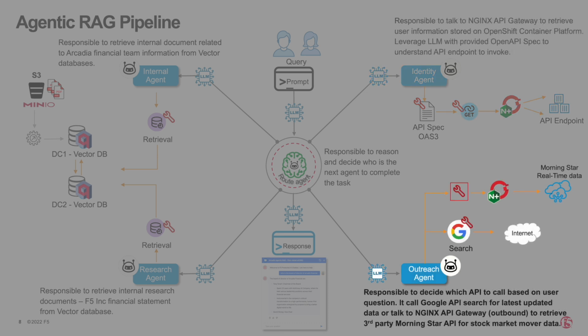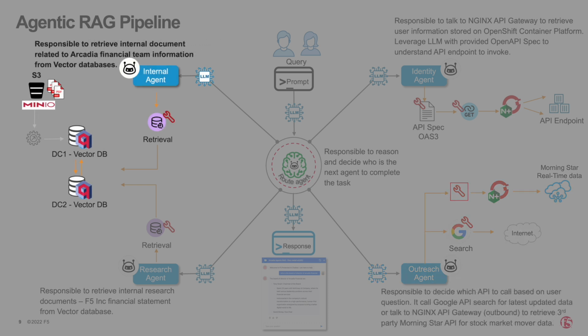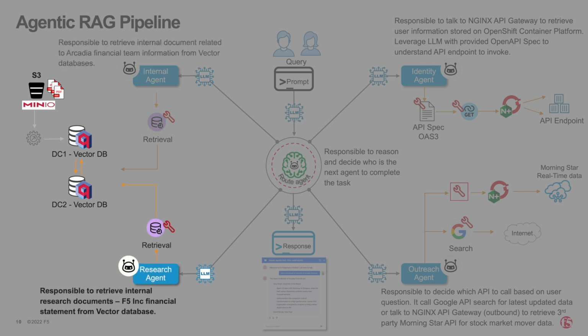The outreach agent is responsible to decide which API to call based on the user question. It calls Google API search for the latest updated data, or talks to the Nginx API gateway for the outbound to retrieve the third-party Morningstar API for stock market mover data. The internal agent is responsible to retrieve internal documents related to Acadia Financial's team information from the vector database. And the research agent is responsible to retrieve internal research documents, such as the F5 financial statement, from the vector database.